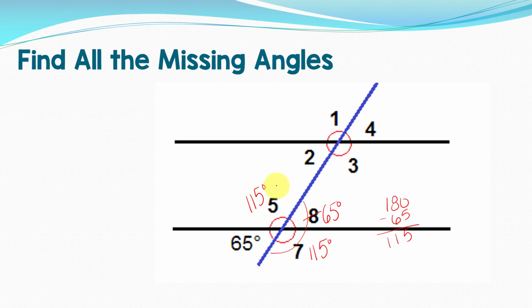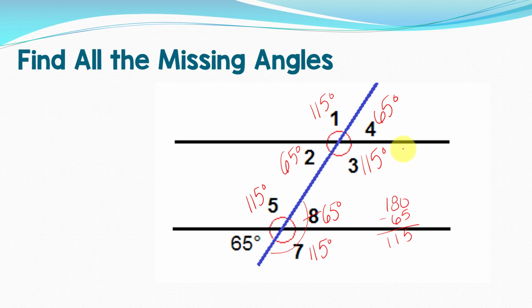And 115 and 5 are vertical angles, so they would be equal. Once I have these 4 angles, the other 4 are all corresponding, so I would automatically have those. So number 1 would be 115, 2 would be 65, 4 would be 65, and then 7 would be 115. There are other ways you could figure it out, but that's just one way.